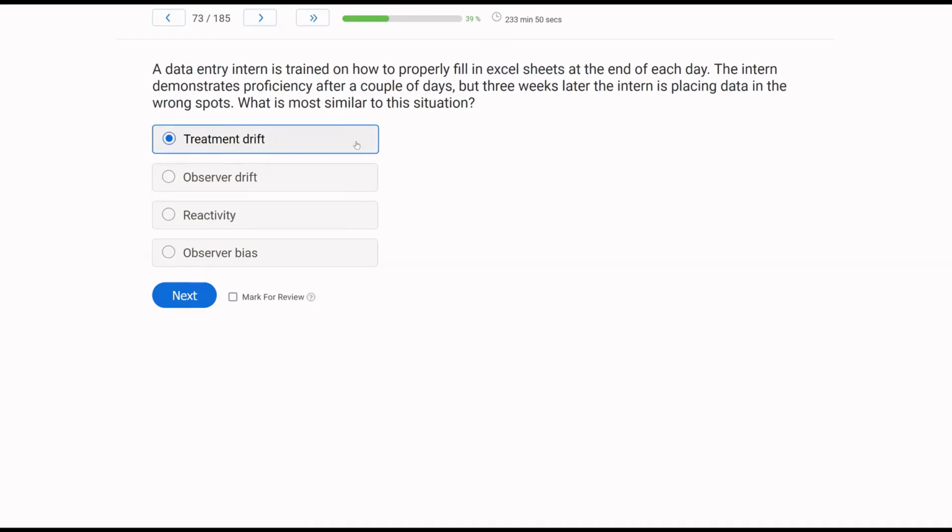It's simply an issue of treatment drift. The intern who was once proficient at the skill and at the plan is now doing it incorrectly. Just over the course of time, things tend to change.